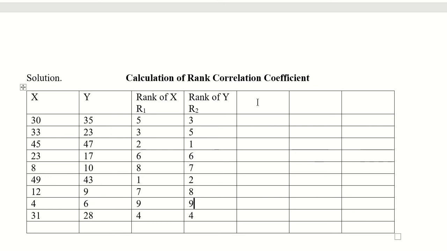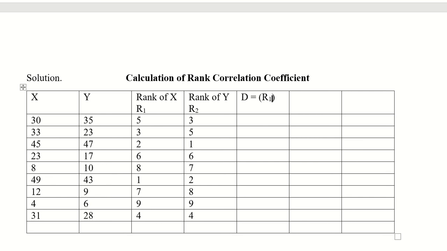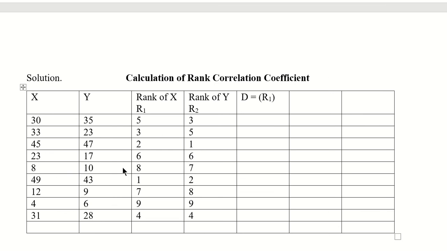Now the next step is to calculate D. D is deviation. So how do we calculate deviation? Deviation is basically the difference between R1 and R2, R1 minus R2. So we'll just subtract the ranks.